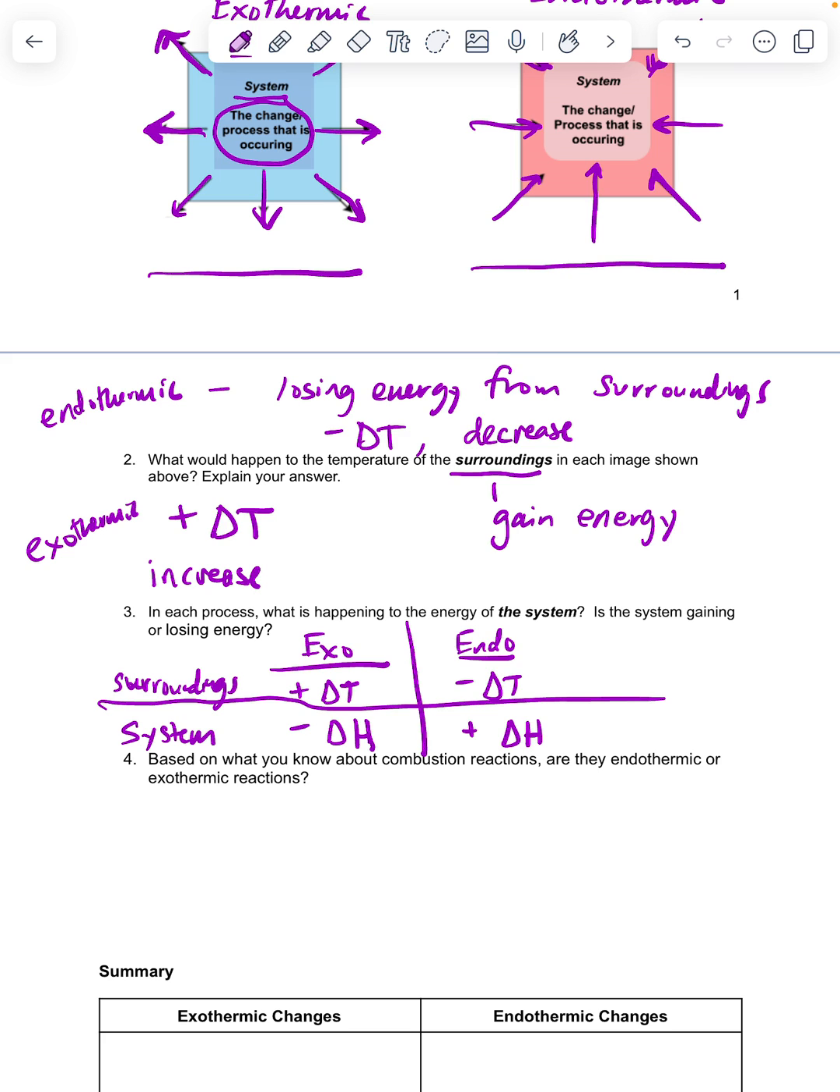Based on what we know about combustion reactions, well, combustion reactions feel really warm. Combustion reactions involve burning things, involve fire, and therefore combustion reactions make the temperature of the surroundings go up. So that matches an exothermic reaction. The reason why combustion reactions are so useful is because they release a lot of energy.